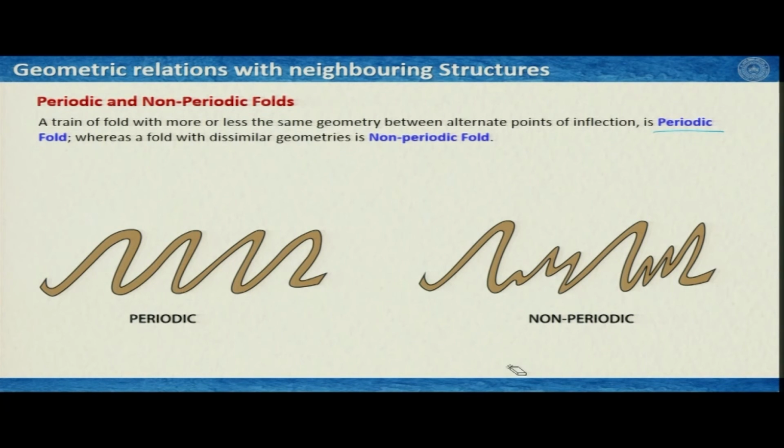And if that does not happen, that they have a dissimilar geometry, then this is a non-periodic fold. So, as you can see here in a very rough sketch, this structure is appearing here, here as well, and here as well, and therefore this particular structure gets a periodicity in the next structure. However, in this one we do not see this. The first one is like this, the second one is something like that, the third one is like this, and so on. So, this is a non-periodic fold. Now, among non-periodic folds, there is a special kind which is known as polyclinal fold.